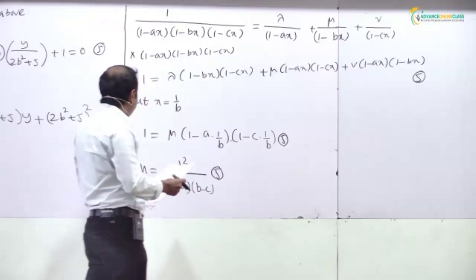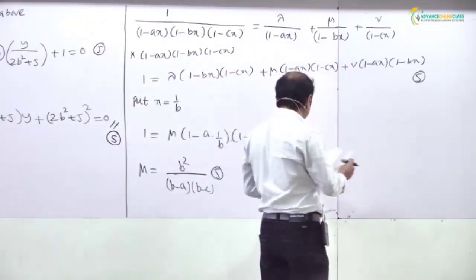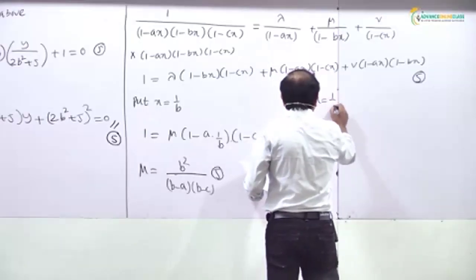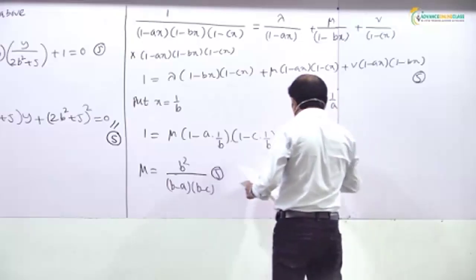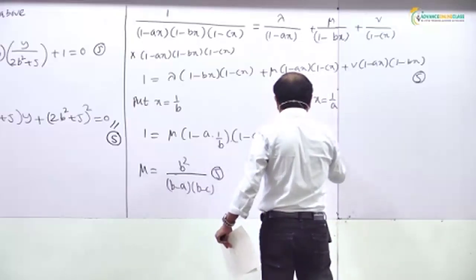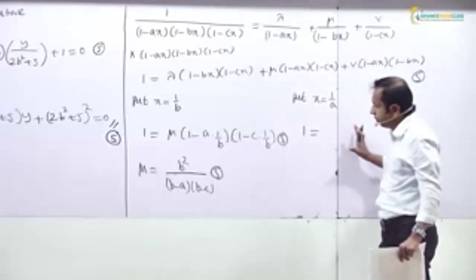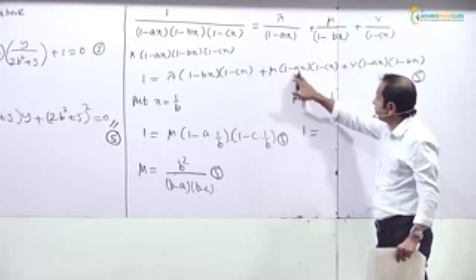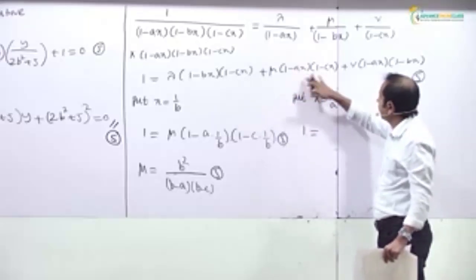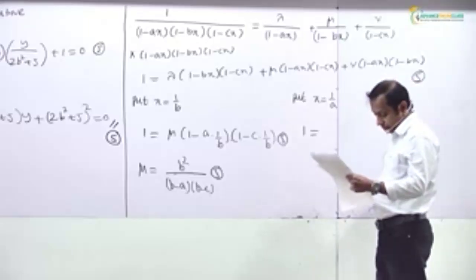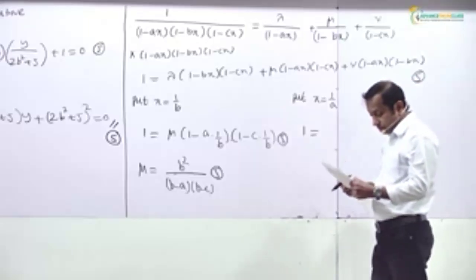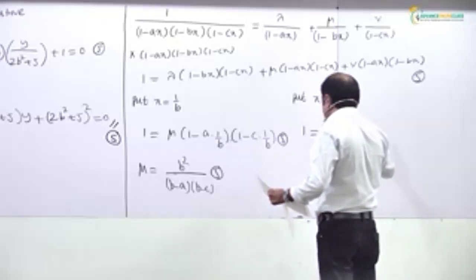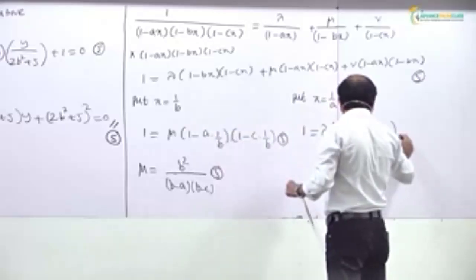Right. Now put x equals 1 over a, you get lambda. Right. So I'm not going to write that step here. Once you put x equals 1 over a, this 1 minus ax factor will be 0. Then we get the answer for lambda, right? So similar steps we get here for that 5 marks.